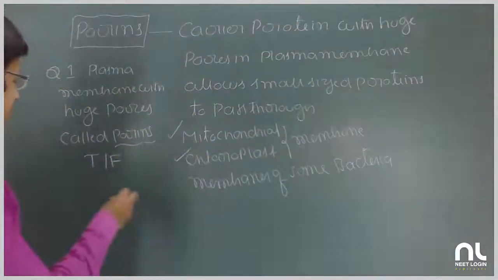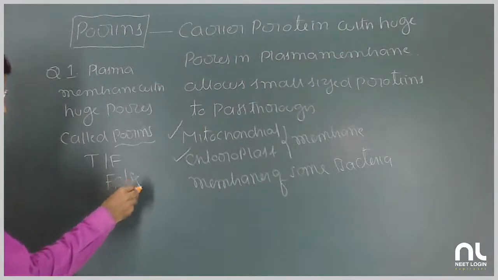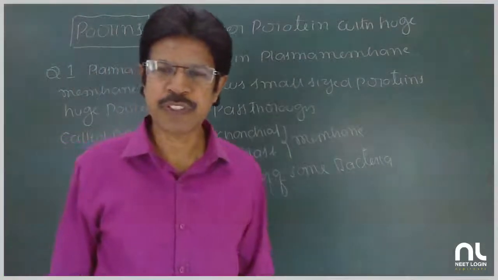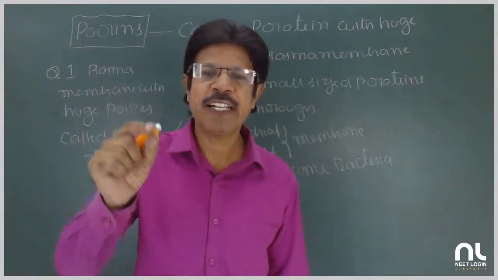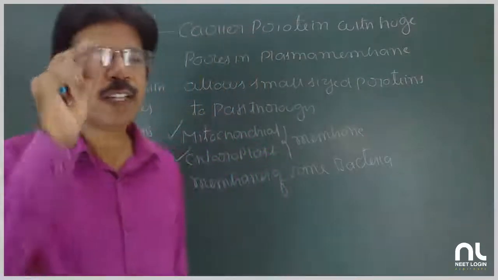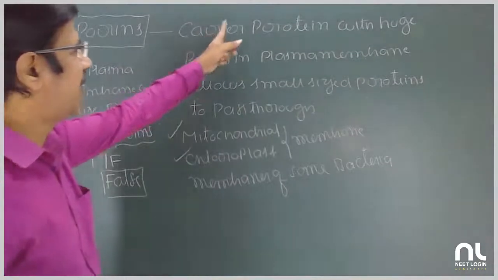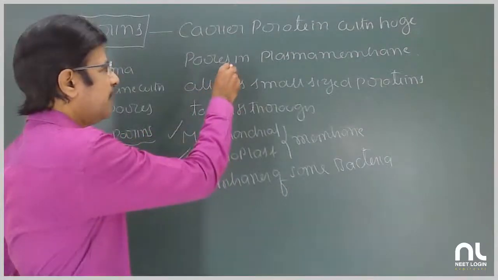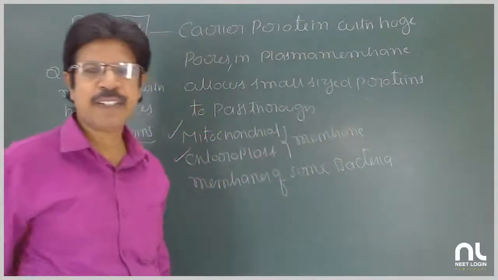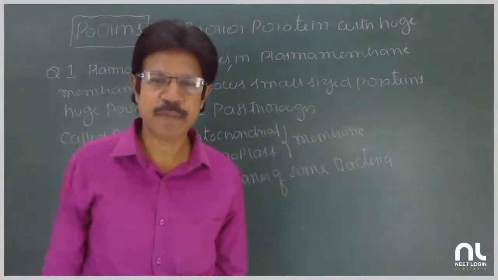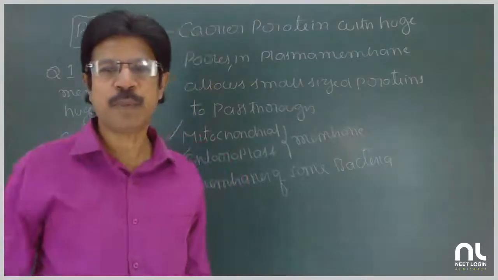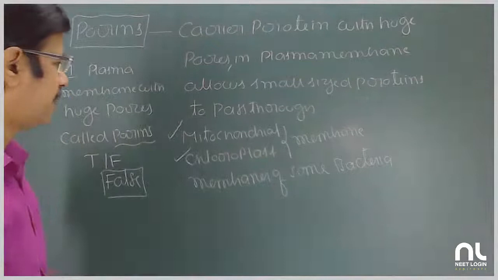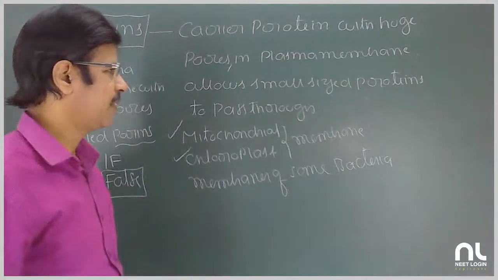You study this statement, it is false. The plasma membrane is not going to have the pores. The plasma membrane contains carrier protein having the pores. You study this statement: carrier proteins with huge pores in plasma membrane. That means the pores are not present in the membrane; pores are present in the carrier protein that is present in the plasma membrane. So this is false. Present in mitochondria.